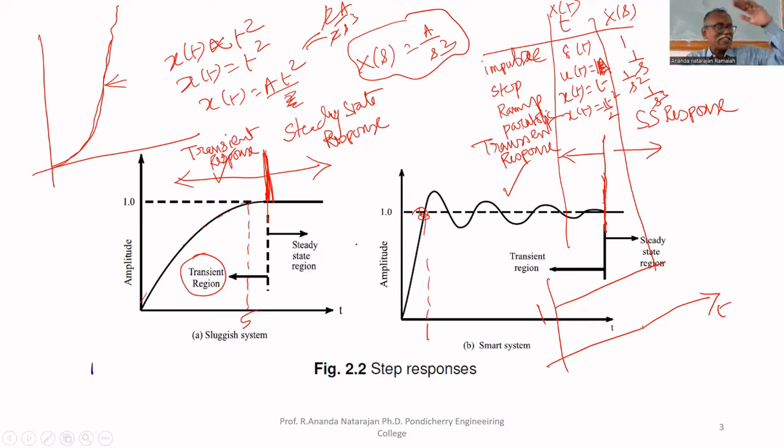For frequency response, we give sinusoidal input: constant maximum amplitude, but the amplitude varies like a sine signal. That is also a standard signal. So what are the standard signals? Impulse, step, ramp, parabolic, and sinusoidal. In frequency domain, we will study sinusoidal signals. In time domain, most of the time we will study only impulse and step.